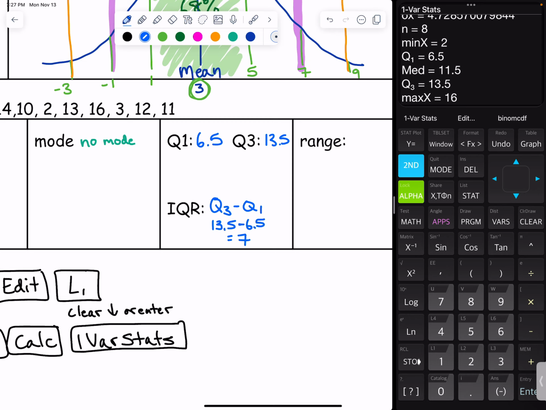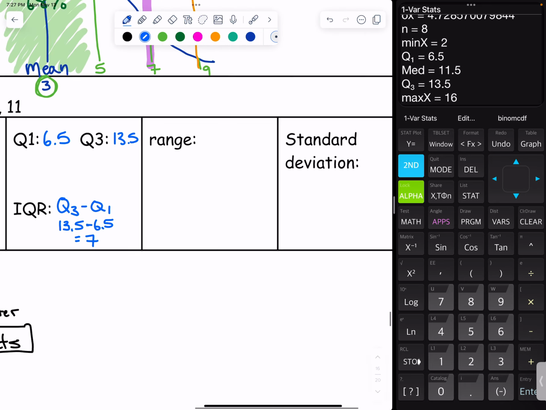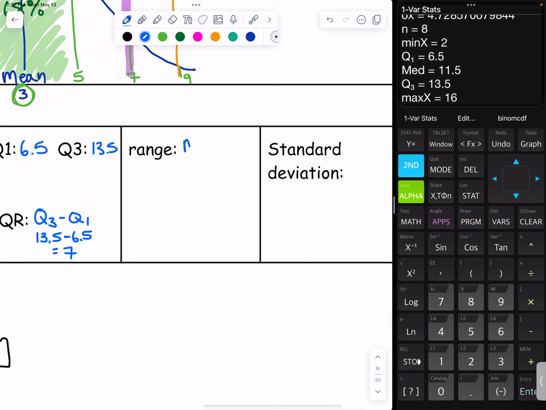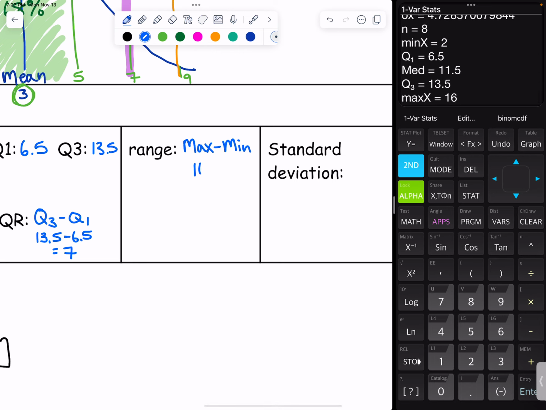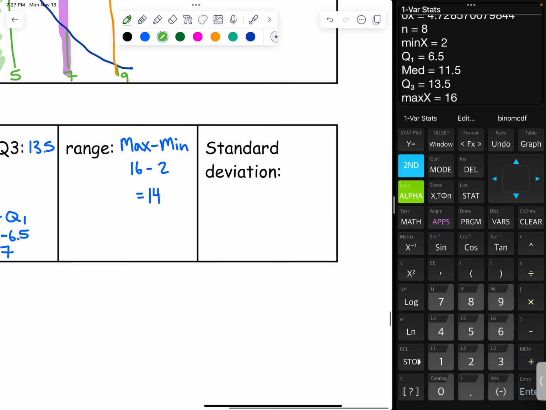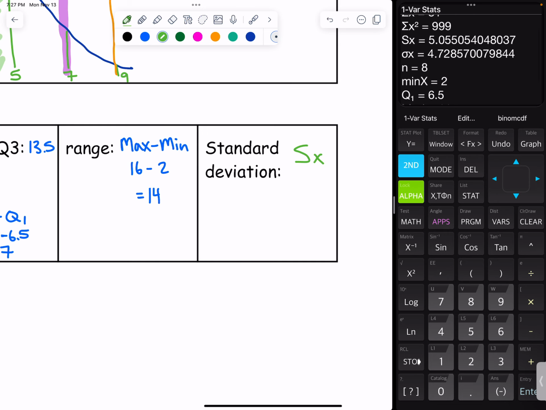And then your range is your minimum and your maximum, but you want to subtract the maximum, the big number, minus the minimum value. So the maximum was 16 minus the minimum, which was 2. So your range would equal 14. And then last but not least, standard deviation is S sub X. So it's back there toward the top. And that was 5.8006. Let's just round it off.